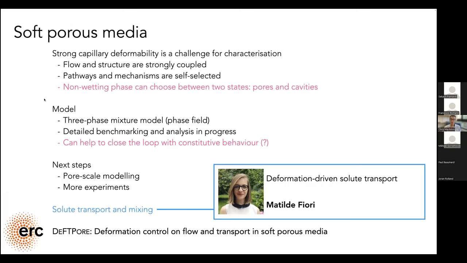I think that's an essential ingredient in any model that's going to try to capture this problem. And really, the thing is that the pathways and mechanisms that you get once you have that feature are completely self-selected. So whether you get fractures or open bubbles or whatever else is decided internally by the mechanics and thermodynamics of the system. And that's why you need those things to be built into your model in the first place.